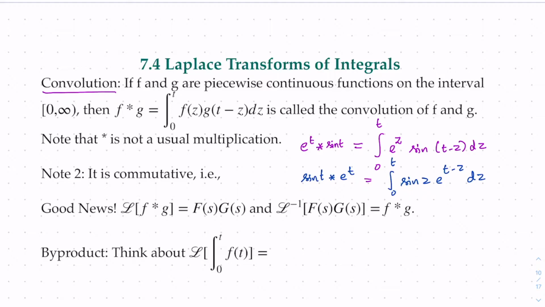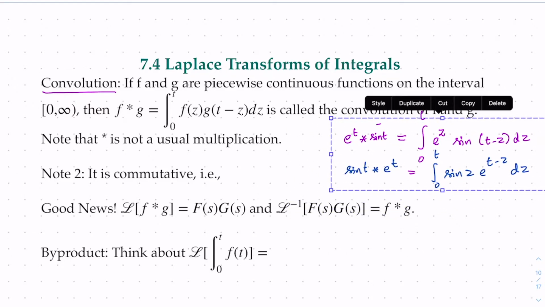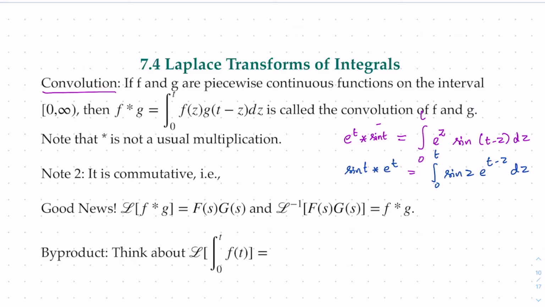So in general, the good news is it is commutative. What do I mean by that? I mean that f convoluted with g is equal to g convoluted with f.